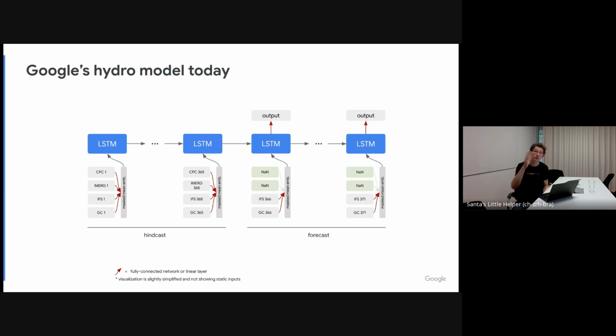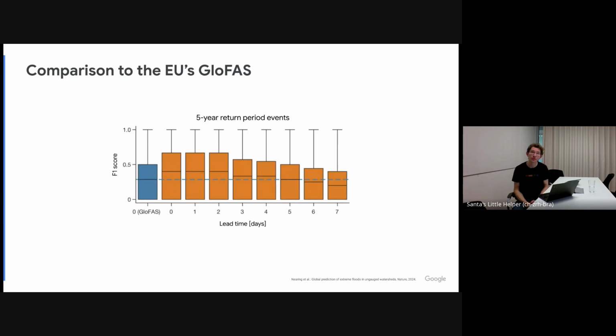All right, so this is Google's hydrologic model today. And then, of course, we did a lot of evaluations of how well that model works. And I'd just like to show one of them, which is the most recent big and thorough evaluation that we've done. It's been done on a slightly older version of the Google model, but it's only improved since.